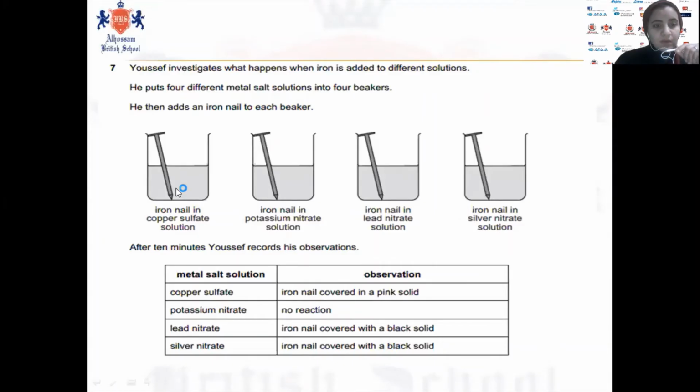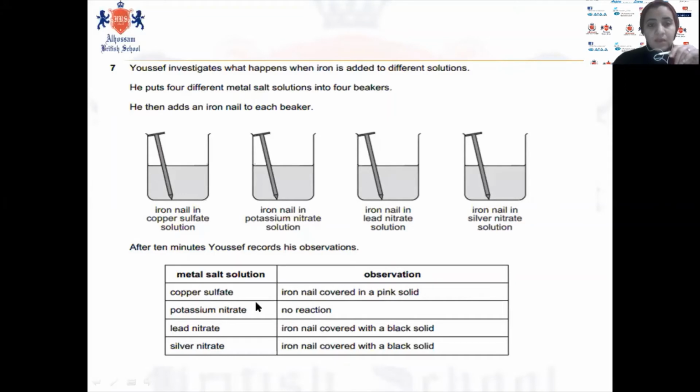Yusuf investigates what happened when iron is added to different solutions. He put 4 different metal salt solutions in 4 beakers. Then he added the iron nail to each beaker. Look here: this is copper sulfate, potassium nitrate, lead nitrate, silver nitrate. 4 different types of solution. After 10 minutes, Yusuf records his observations.